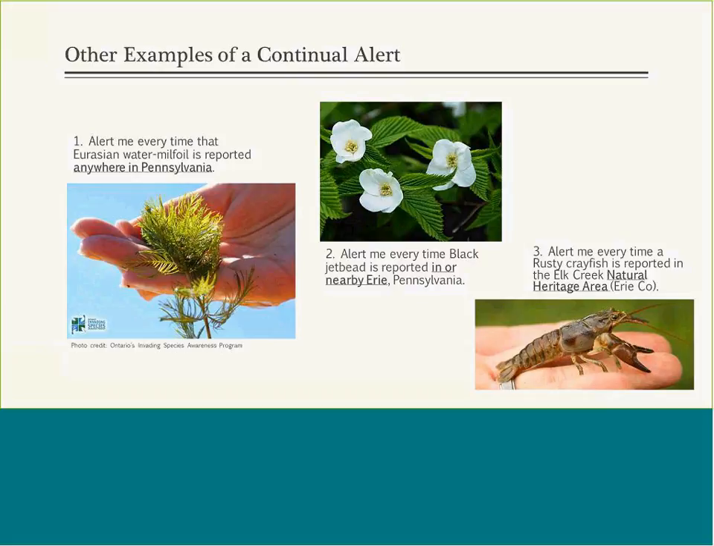You could say, alert me every time a rusty crayfish is reported in the Elk Creek Natural Heritage Area. And for those of you who don't know what natural heritage areas are, they're something that the Pennsylvania Natural Heritage Program keeps tabs on. They're areas of significance because they are habitat that will really allow the rare and endangered species that live in Pennsylvania to have a place where they survive. It's often not habitat you would find in very many places, so they're given a special designation as a natural heritage area, and you can query on those as well.